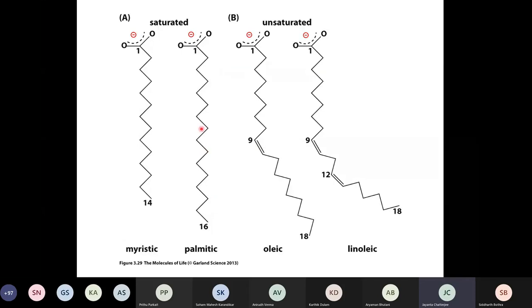I mean, trans means the staggered and cis the eclipsed. The equilibrium will be preferred towards the staggered. So you'll have more of a staggered conformation than an eclipsed conformation. So that is why if you have some sort of eclipsed mimic, that will disturb more than if you have a staggered mimic. Is that clear now?